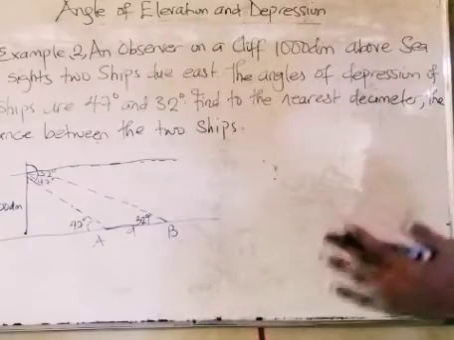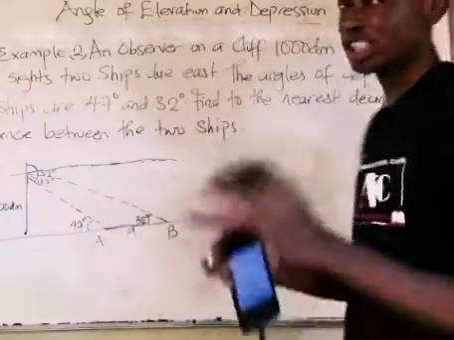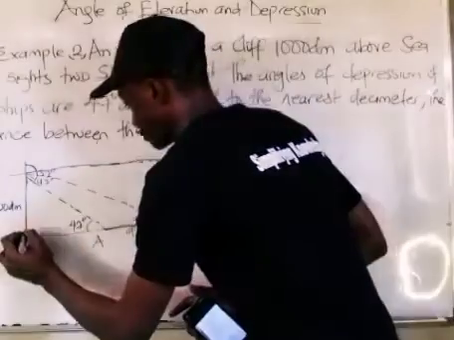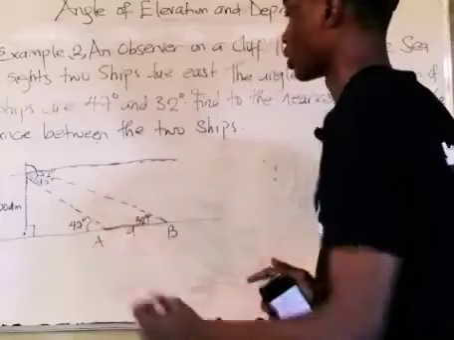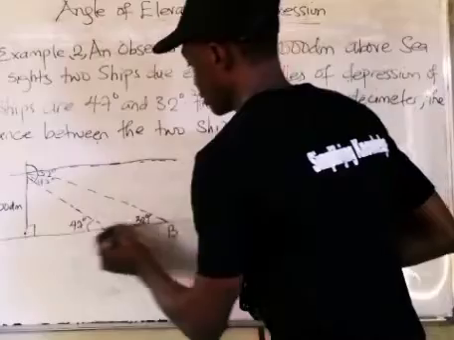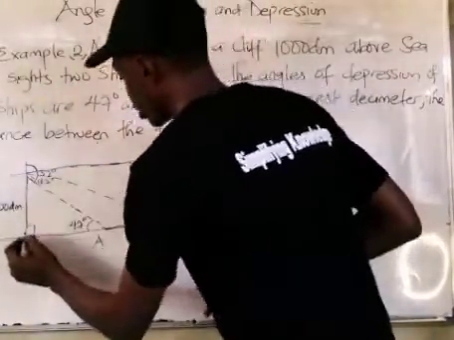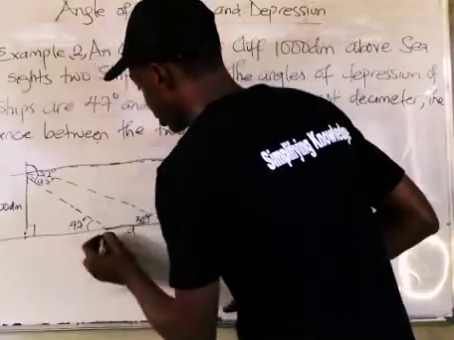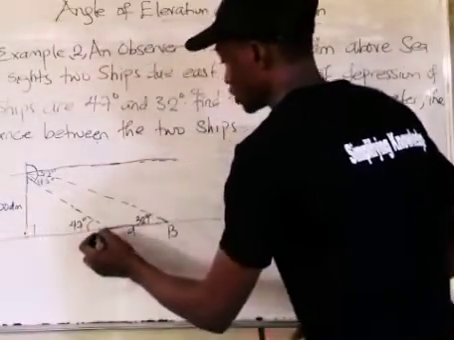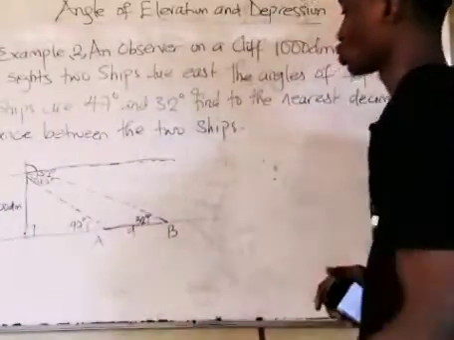Now, how do we go about solving this problem? This is what we are going to do. We are going to assume that this is a right angle triangle as a whole, right? So we are going to find the distance from this place to this place. And then we also find the distance from this cliff to ship A. Then we will take the difference and we are going to get the distance between the two ships.